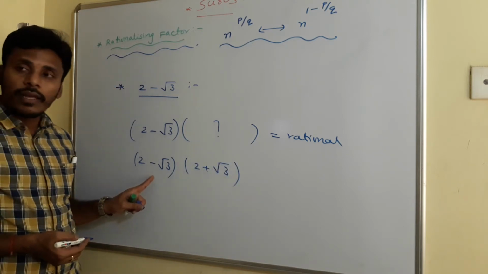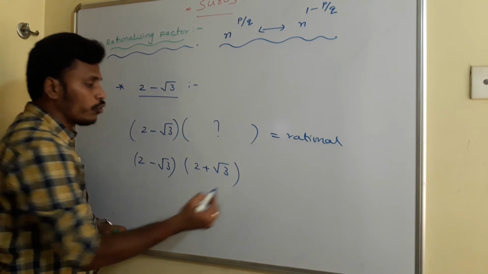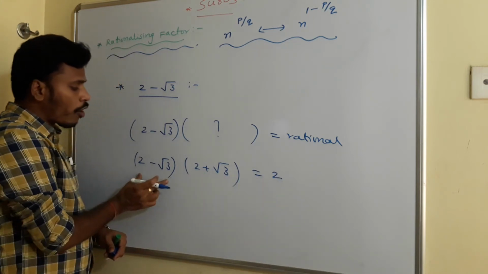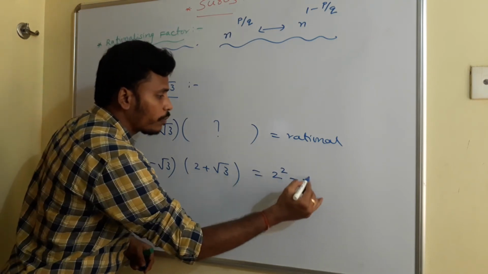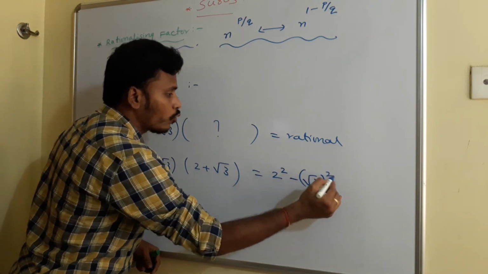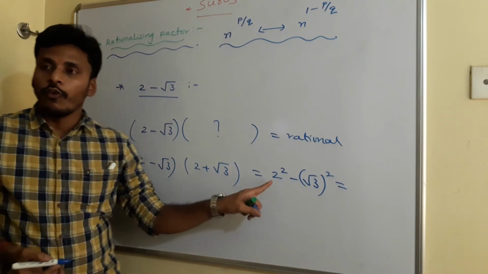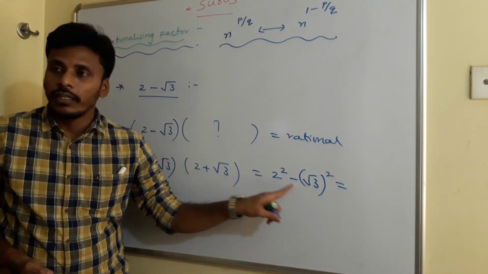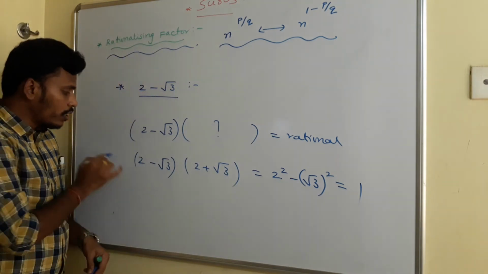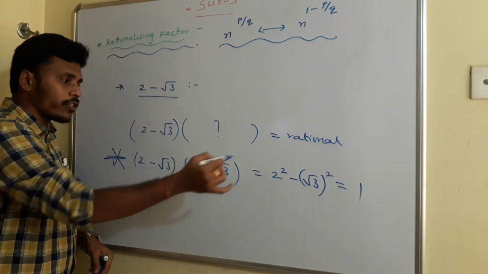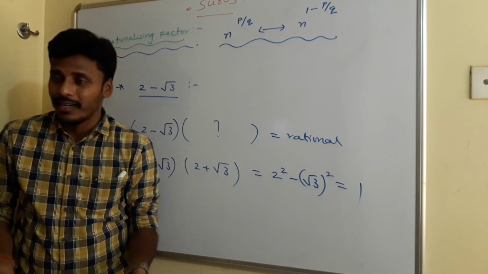So if you multiply this 2 minus root 3 with 2 plus root 3, this looks in the form of a minus b into a plus b. The result is a square minus b square: 2 square minus root 3 square. 2 square is 4, whereas root 3 square is 3, and 4 minus 3 is equal to 1. Right? So this 2 minus root 3 into 2 plus root 3 is 1. 1 is what? A rational number, right?